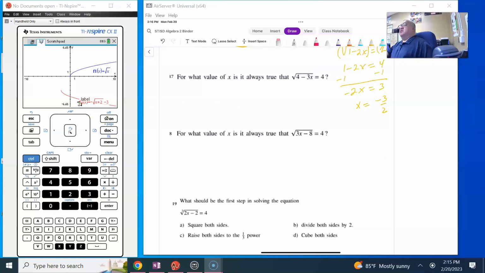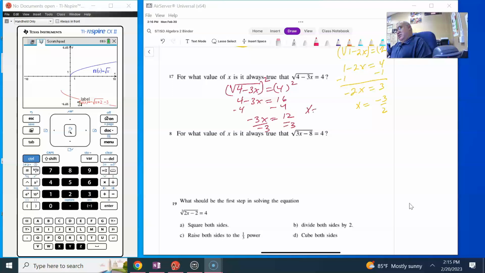For what value of x is this always true? So we have square root of 4 minus 3x equals 4. So we have to square both sides. So you have 4 minus 3x equals 16. Subtract 4 from both sides. So you have negative 3x equals 12. Divide by negative 3, so x equals negative 4. So what would you do again? You would go ahead and substitute and then see if it comes out to 4, and it does.